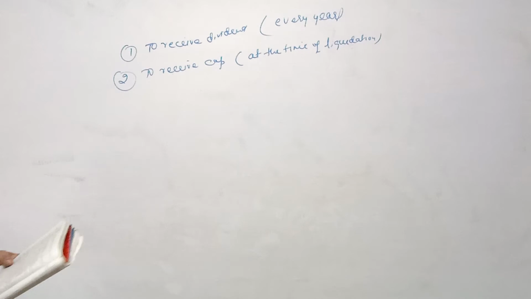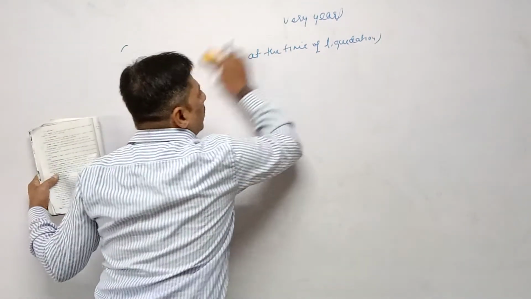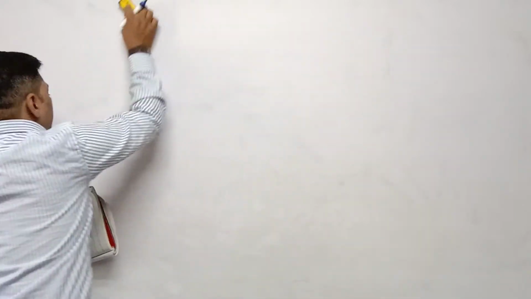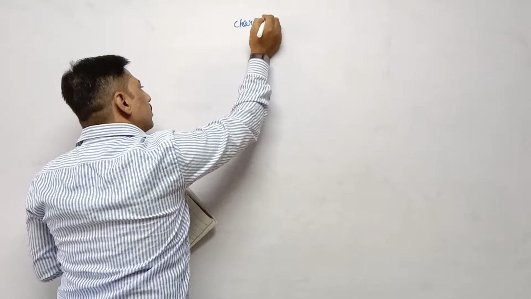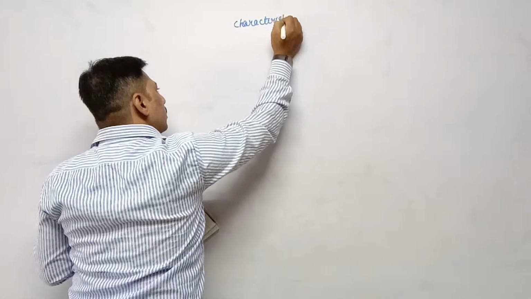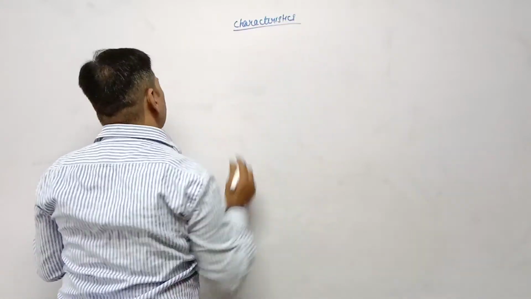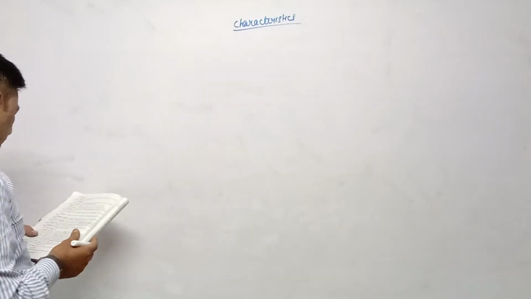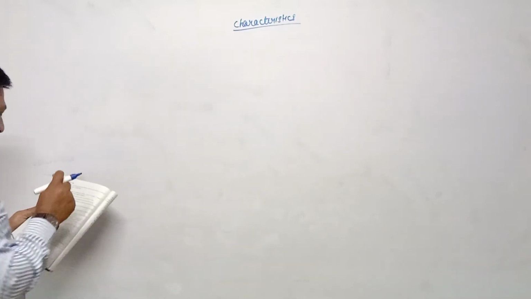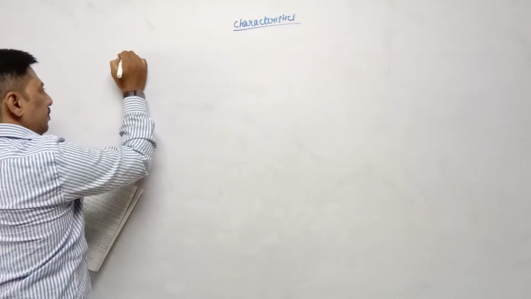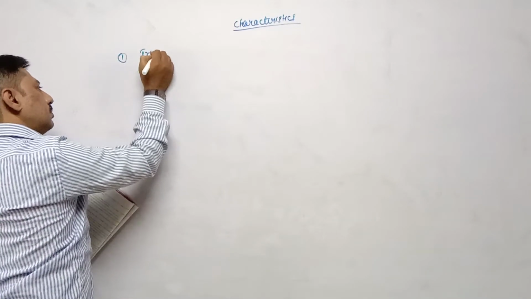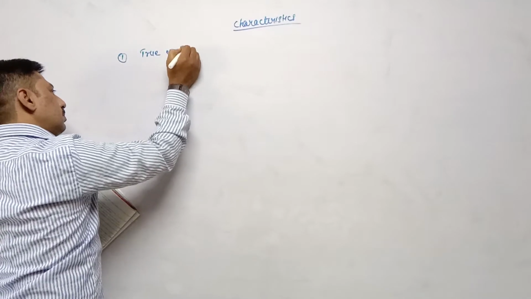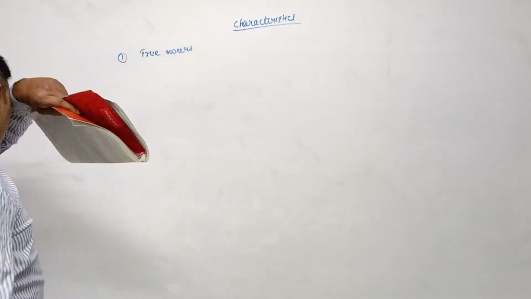Now characteristics of equity shares. Total 10 points are given. Any 6 points you can do. First one is true owners. Any 6 points of your own choice.